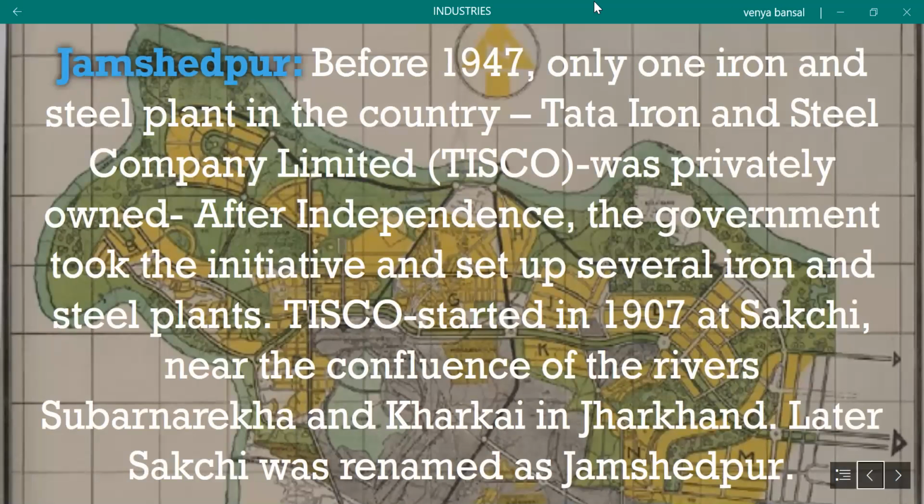Jamshedpur. The iron and steel industry in our country located in Jamshedpur is just one example. Before 1947, before independence, only one iron and steel plant was there in our country. That was the Tata Iron and Steel Company Limited, TISCO, which was privately owned. After independence, the government took the initiative and set up several iron and steel plants. TISCO started in 1907 at Sakchi, near the confluence of the rivers Subarnarekha and Kharkai in Jharkhand. Later, Sakchi was renamed Jamshedpur.